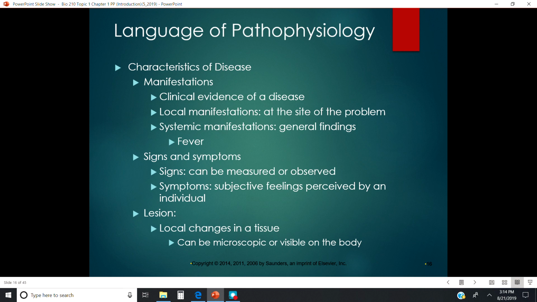Another term that we use in pathology, especially when we get to the skin, guys, I'll show you a lot of examples of this, are lesions. This is a local change in a tissue. They can be microscopic, or they can be visible. And like I said, we'll see them when we do the dermatology section. I'll show you different types of lesions, papules and pustules and things like that, fissures. We'll get into those in great detail. So for today, just know that they're local changes in a tissue.